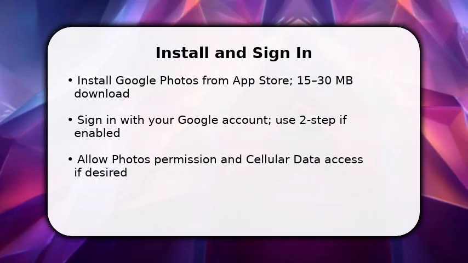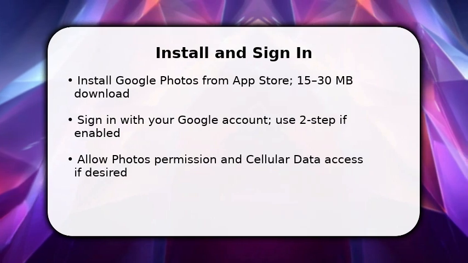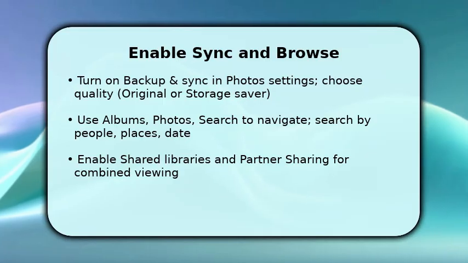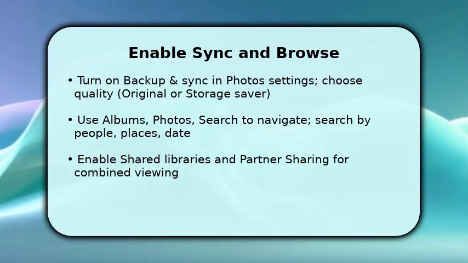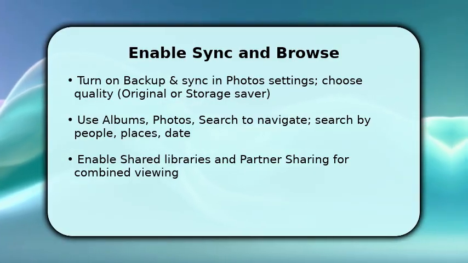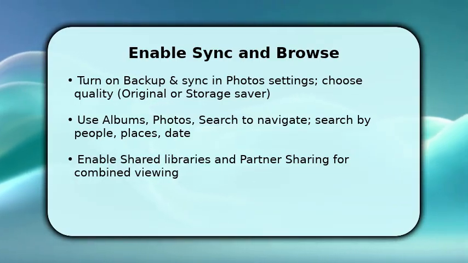Now open Google Photos and tap through the initial setup screens. This is the essential step to start viewing your cloud images. Next, enable backup and sync in the app settings so Google Photos can pull your cloud items onto the device interface. Choose Storage Saver or Original depending on space concerns. Storage Saver saves data by compressing.